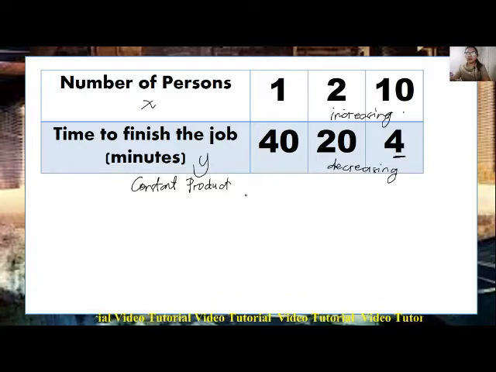So just multiply 1 times 40, it's 40, 2 times 20 is also 40, as well as 10 times 4, it's also 40. Therefore, this is an inverse variation.